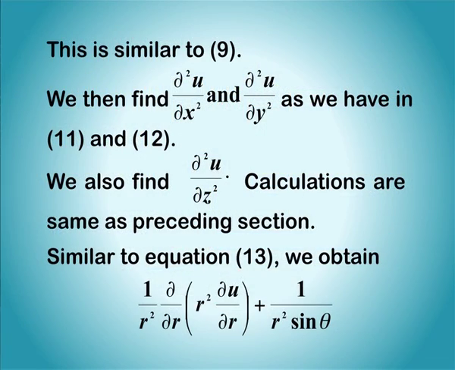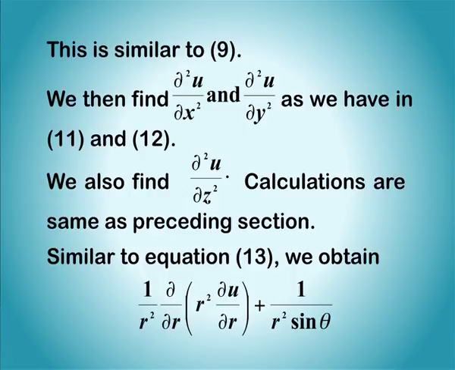I have mentioned here, this is similar to the equation 9 that we have obtained. When you go back, shut down your computers, close your books, you will be finding by solving with a paper and a pencil that if you use straightaway 9, you will be getting this equation which we have ended just now. What happens that we then find d2u upon dx square, d2u upon dy square, as we have concluded in equation 11 and 12. Also find d2u upon dz square. Calculations we do not do, it has been done in the previous or preceding sections.